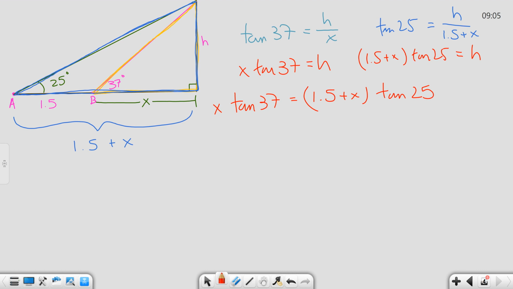How many variables in that last equation? One. Therefore, you can solve it. Well, I can solve it. I don't know if you can. Here we go. X times the tangent of 37, the distributive property.